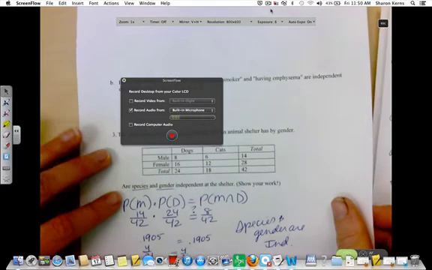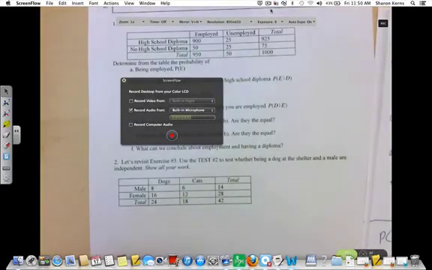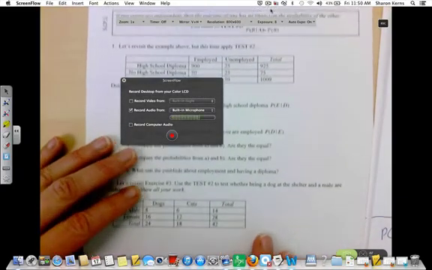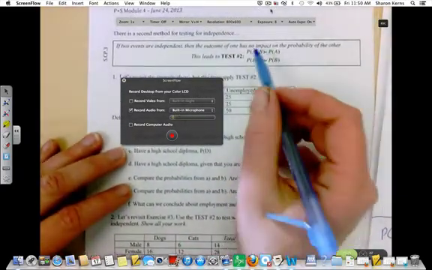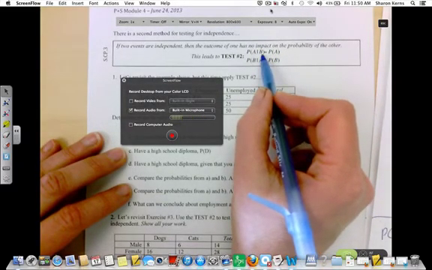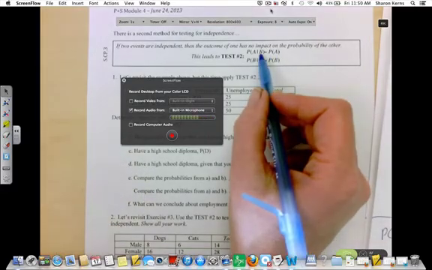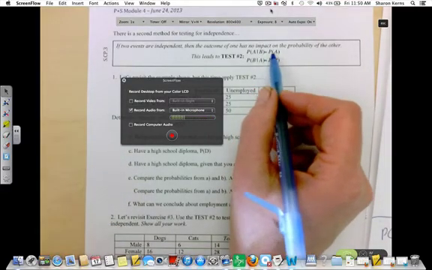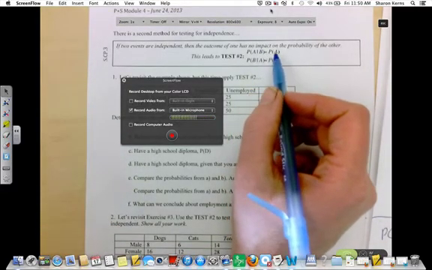There's a second test for independence. And the second test looks like this. Does the probability of A change given that B has occurred? If the probability of A doesn't change, then the events are considered independent. If the probability changes, they're dependent.